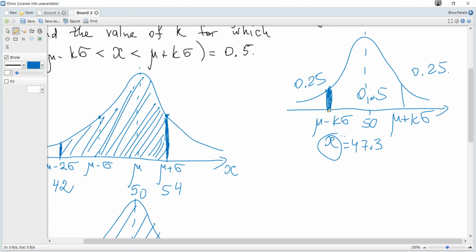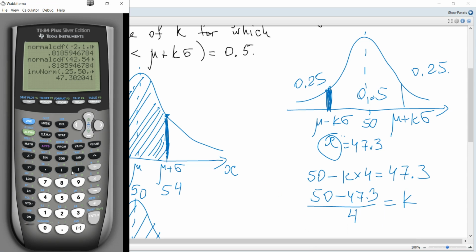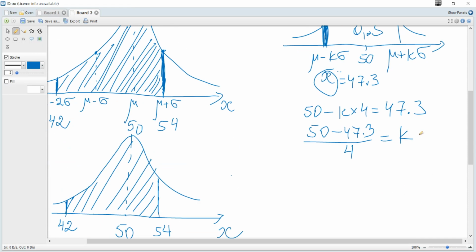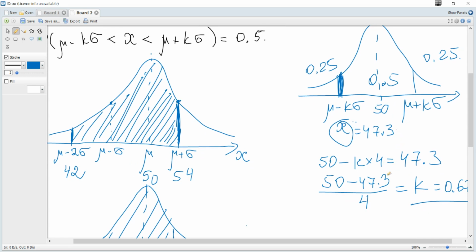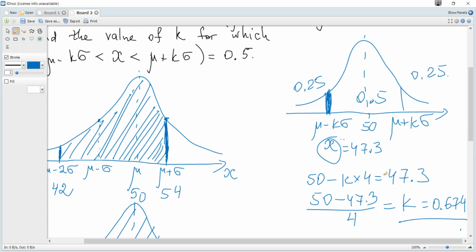to three significant figures, and this point is mu, which is 50, minus k times 4, which is 47.3. Hence k becomes 50 minus 47.3 divided by 4. So we can write 50 minus the answer and divide by 4, and we get 0.674 to three significant figures. And that's all for this question.